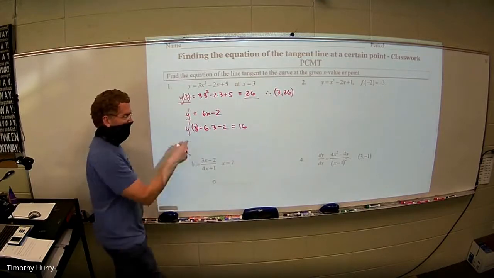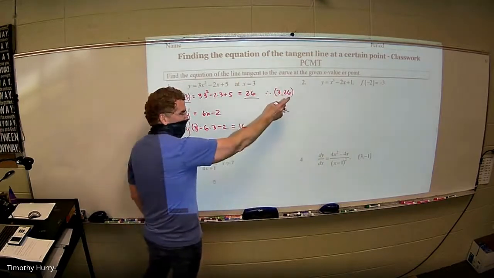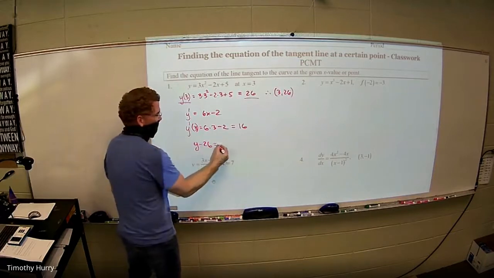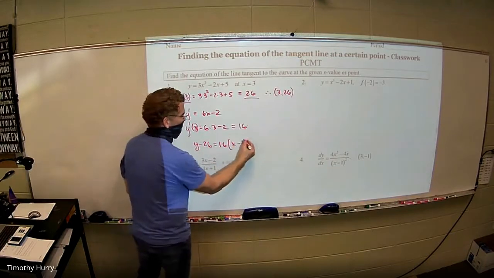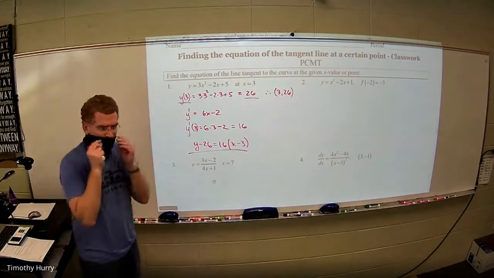So now that I have, and this is my what? Slope. That's my point. I'm ready to go. Y minus 26, 16, x minus 3. Done. But I like slope-intercept method so much better.